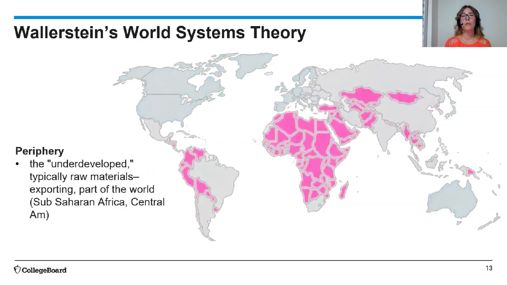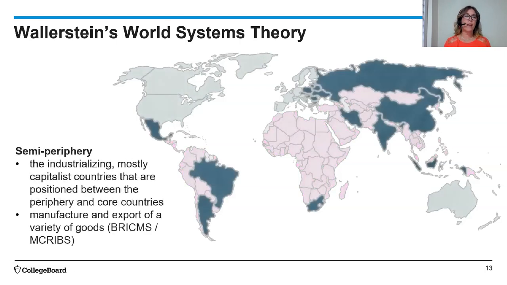And then we have the periphery, the countries on the outskirts. They are underdeveloped. They typically are exporting raw materials to the rest of the world. So you tend to see them in Central Asia, Central America. We see Sub-Saharan Africa. And so these are going to be periphery countries. And then you've got your semi-periphery countries, your industrializing, mostly capitalist countries that are positioned between periphery and core.